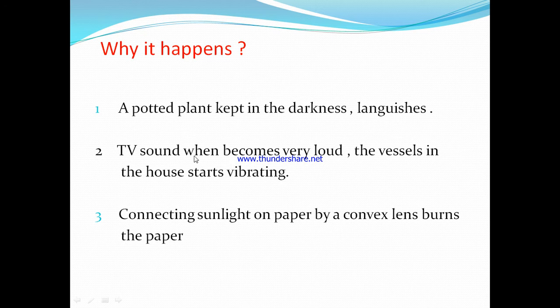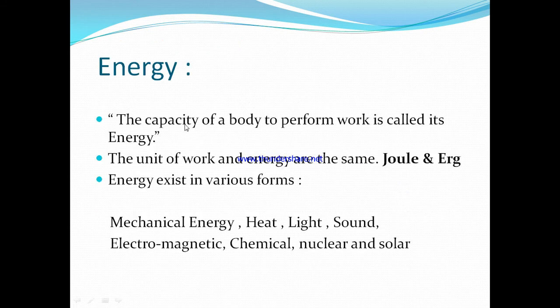All these 3 examples give us a novel idea that is energy. याला मराठीमध्ये आपण ऊर्जा असं म्हणतो. What is energy? The capacity of a body to perform work is called its energy. एखाद्या पदार्थाची कार्य करण्याची क्षमता म्हणजे त्या पदार्थाची ऊर्जा. The unit of work and energy are the same. कार्याचं आणि ऊर्जेचं एकक सेम आहे. आणि कार्य आपण कशात मोजतोय? जूल आणि अर्ग. Similarly, energy can be measured in joule and erg.